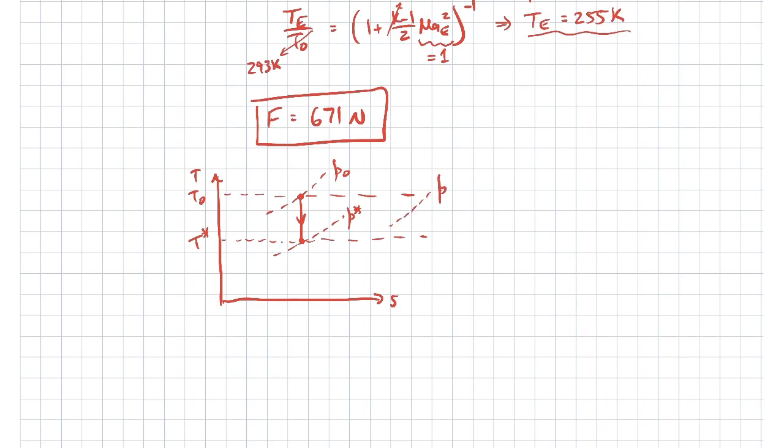So here's our back pressure. You can see that this curve falls below this one. If I continued them, you'd see it falls below. And then the temperature of the surroundings would be somewhere like this. This would be the back temperature.